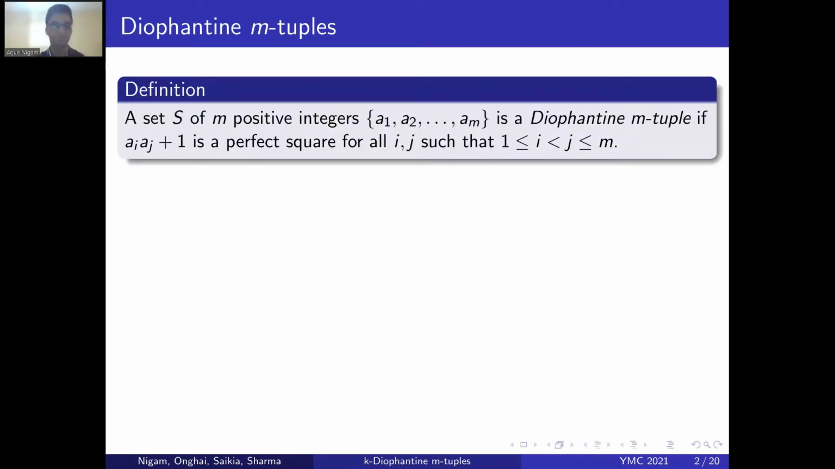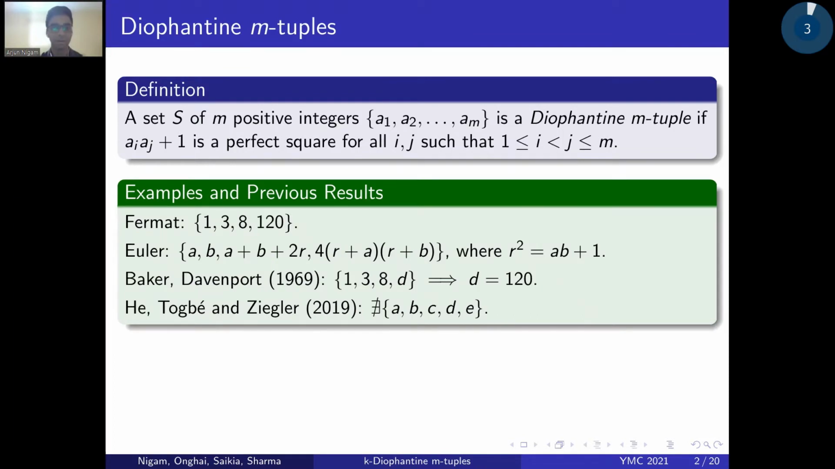So first we start off with defining a Diophantine m-tuple in the integers. A Diophantine m-tuple is a set S with m positive integers such that the product of any two plus one is a perfect square for all indices. So here are some examples. First one is due to Fermat: 1, 3, 8, and 120.